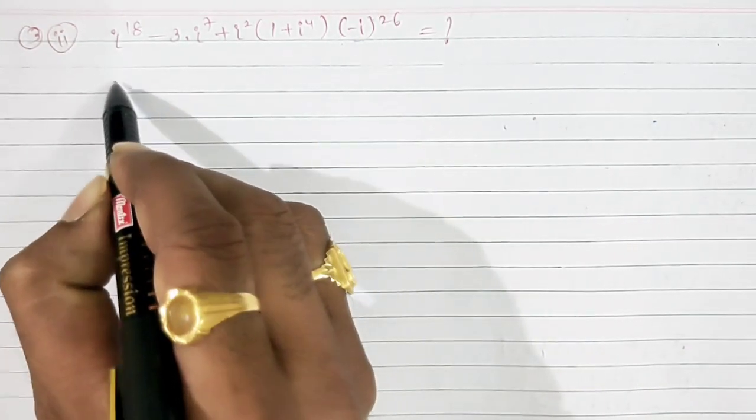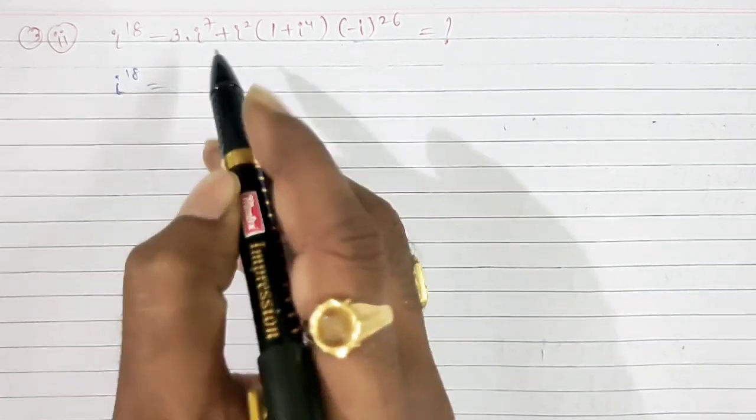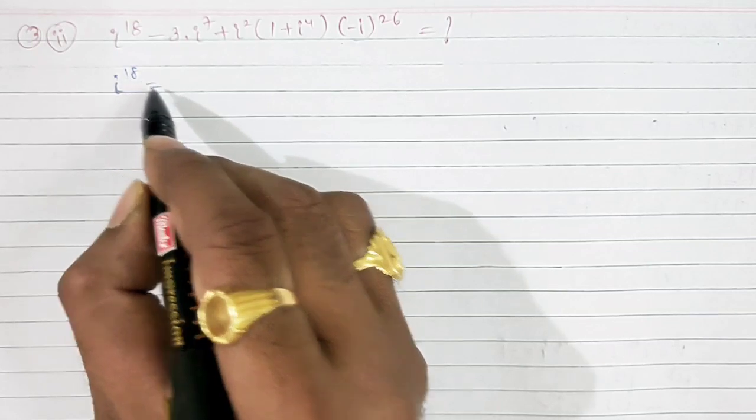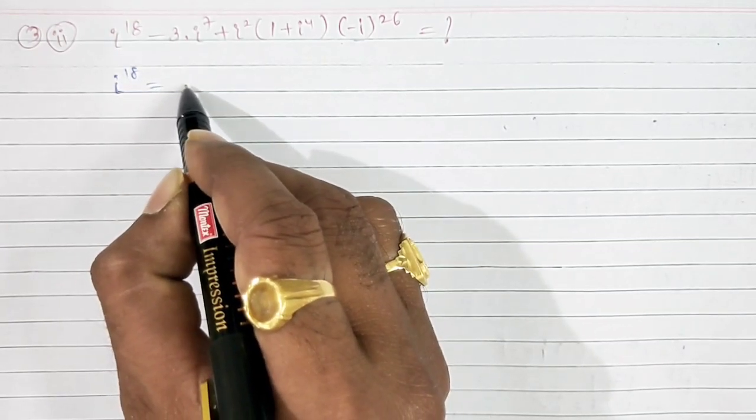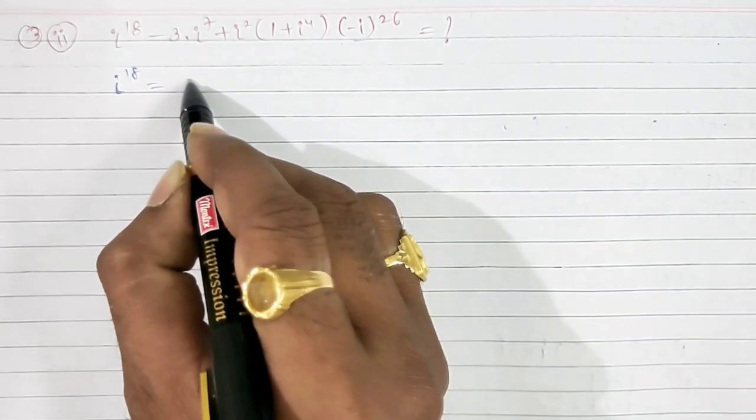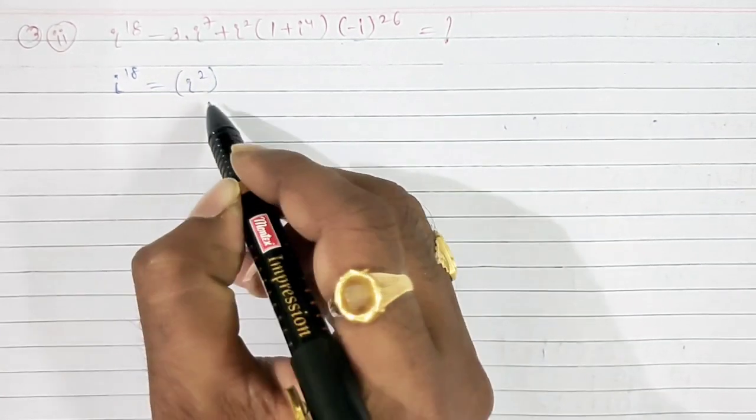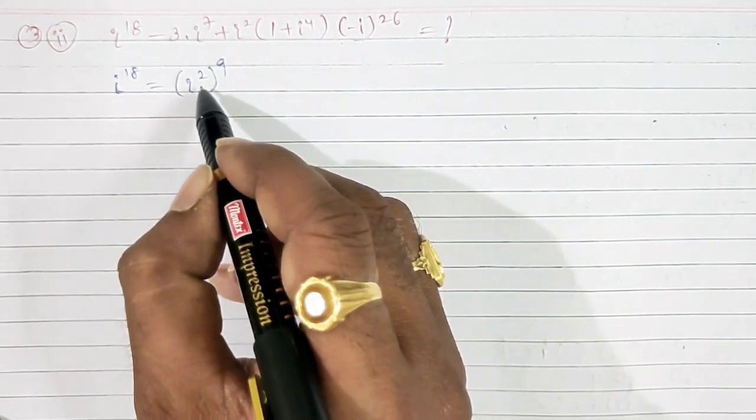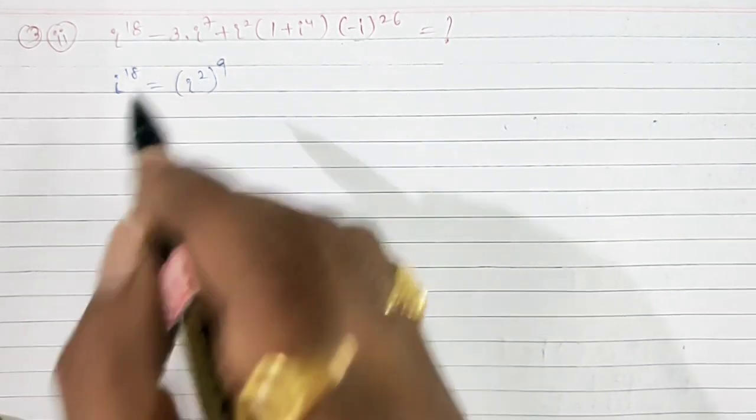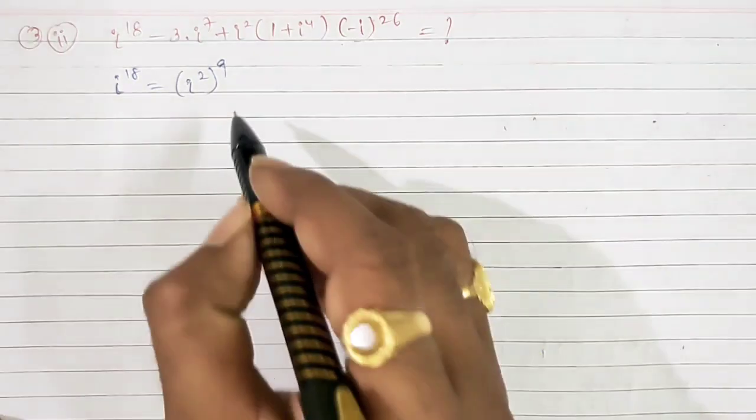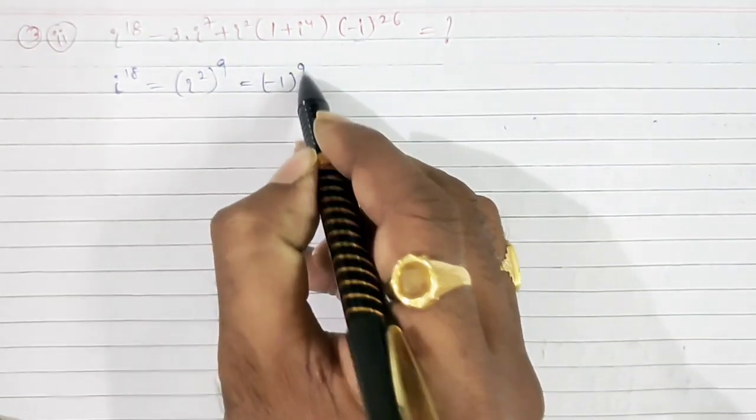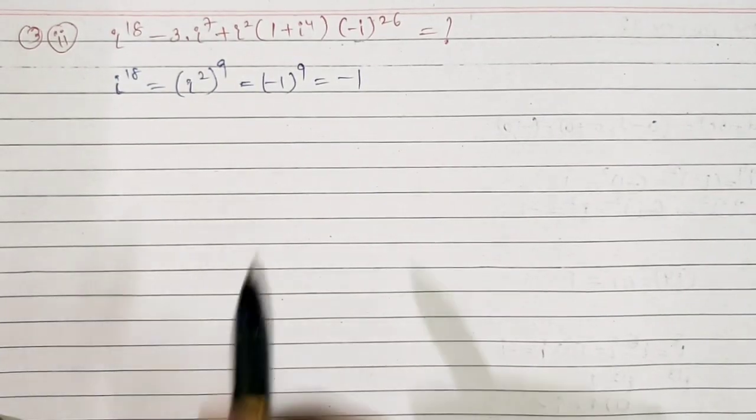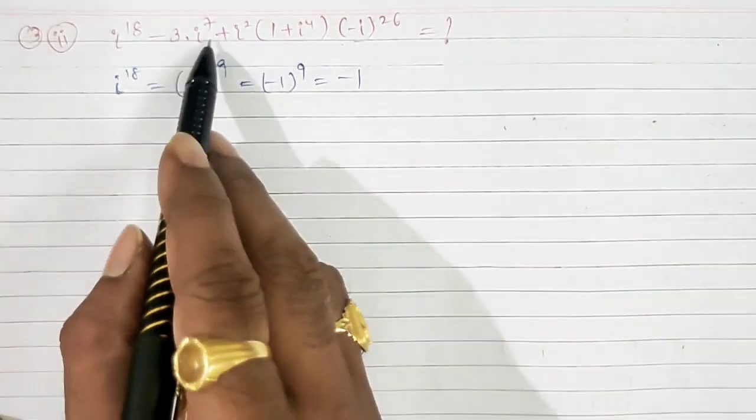So I am writing i power 18 value. As we know that here the power is 18, so let us write it in the form of i square whole to the power of 9. Then what is the i square value? Minus 1. Okay, it is simple now. So i square value is minus 1 whole to the power of 9, that gives us minus 1, because it has an odd power, so we get the result minus 1.